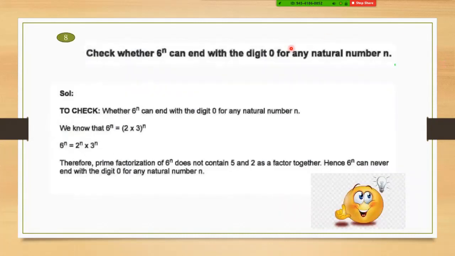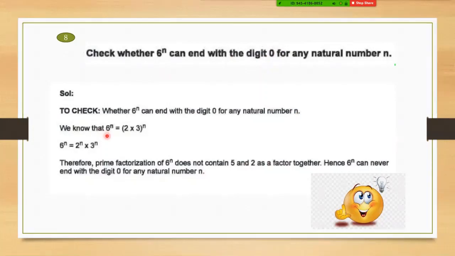Now, these type of questions. Check whether 6 to the power of n can end with the digit 0 for any natural number n or not. You need not show all steps, but you should know the logic. For any number to end with 0, it must be divisible by 10, that is, divisible by both 5 and 2. That means you break down the number.